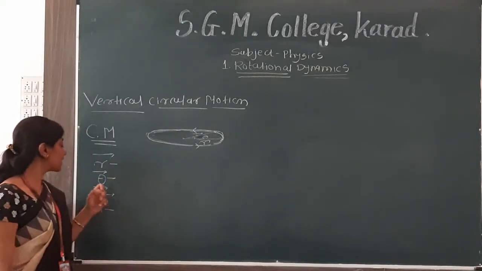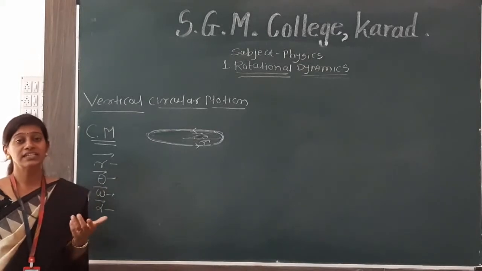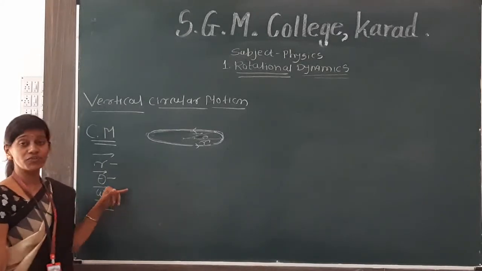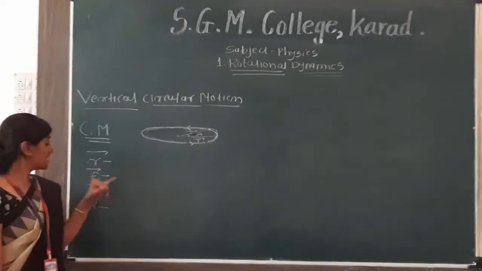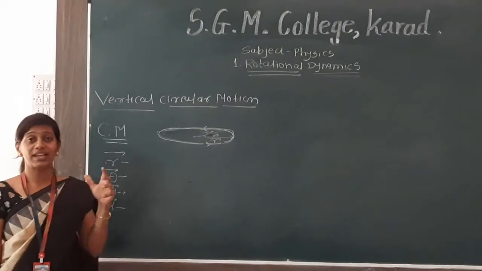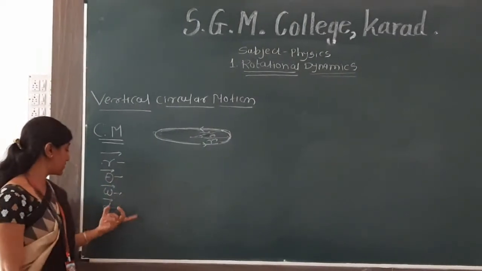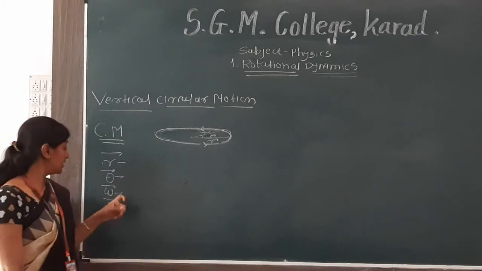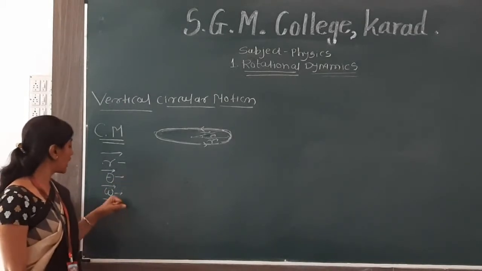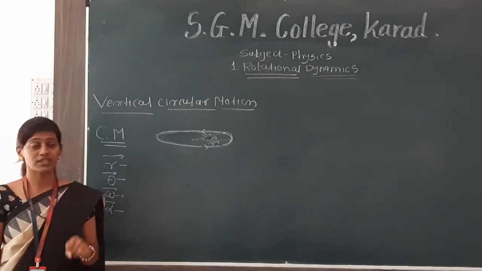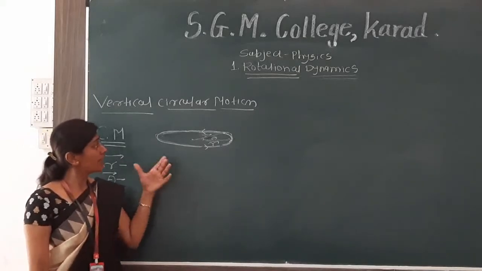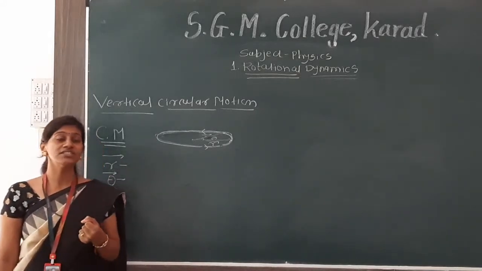The next component is the angular velocity. Angular velocity is the time rate of change of angular displacement with respect to time. And the last one is the angular acceleration. Angular acceleration is the time rate of change of angular velocity with respect to time. Already we know that.